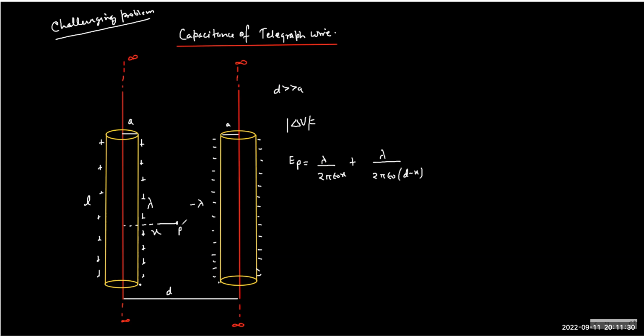So for one center it is x distance away. For the other center it is d minus x away, and because one is plus and the other is minus, both will support in the same direction. The plus will create a field this way, but the minus will also create a field this way. Yes. So the net field is the sum of the two fields. And now you can find the delta V in the same fashion.